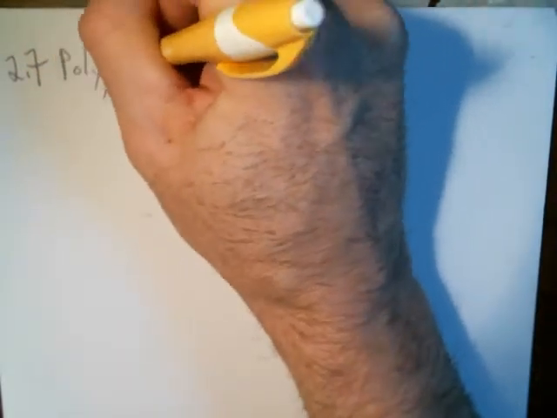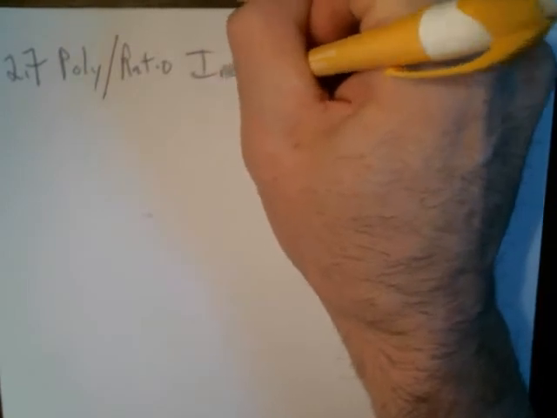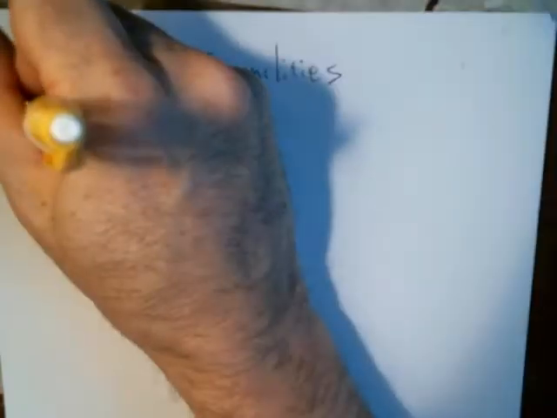Okay, here we are, 2.7, polynomial and rational inequalities. Rational inequalities. And what are we doing? We're solving these things.